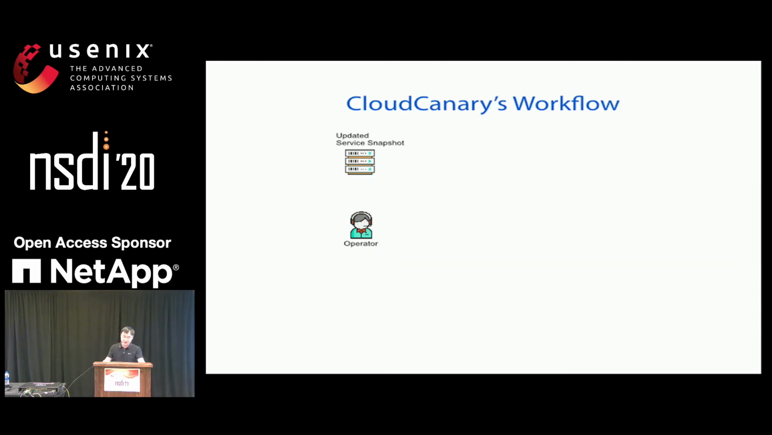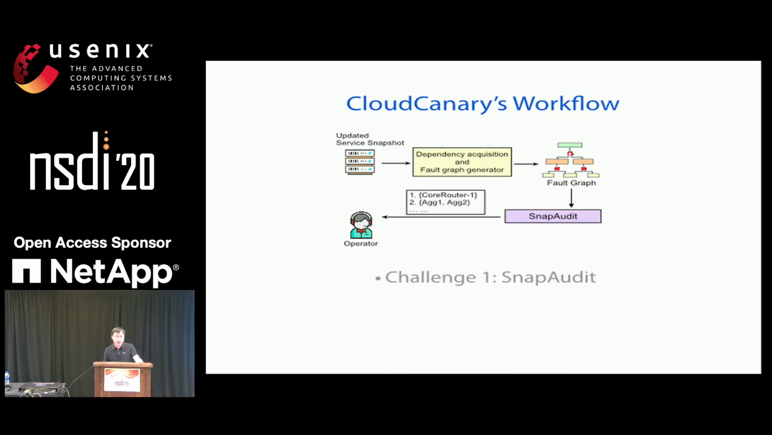So here's the workflow of CloudCanary. Given an updated service snapshot, we automatically collect the dependency data and generate the fault graph. This is the same as previous efforts did. One challenge here is how to design the SnapAudit primitive to quickly audit the snapshot. The second challenge is how to automatically generate the improvement plan.